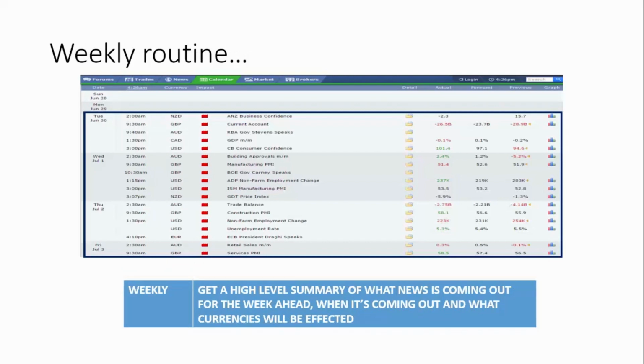Okay, so just looking at this from a more specific individual perspective, the weekly routine. We'll look at our Forex Factory from a high level perspective and start to identify the high impact news events that we need to really be monitoring and trading.